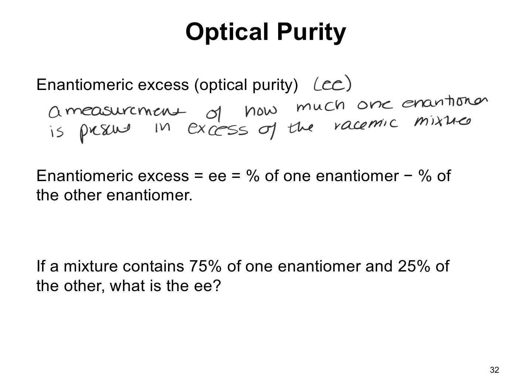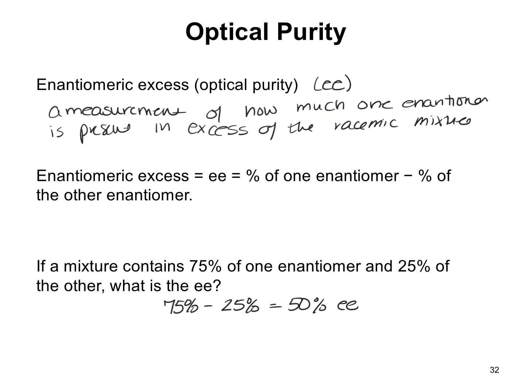Now, you can calculate this by taking the percent of one enantiomer and subtracting the percent of the other enantiomer. So, for example, if a mixture contains 75% of one enantiomer and 25% of the other, what's the enantiomeric excess? You would just take 75% and subtract 25%, and that would give you 50% as the EE. And that means there's 50% excess of one enantiomer over the racemic mixture.